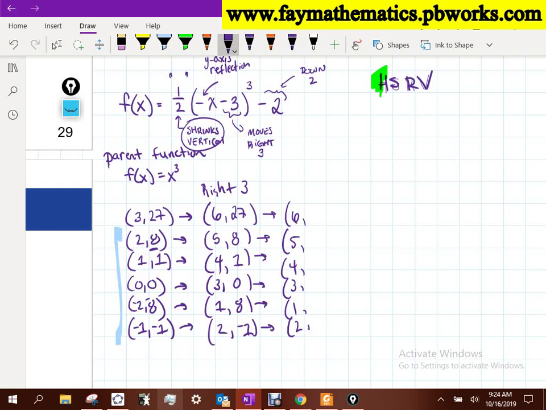Okay, so if we are going to shrink this vertically, every Y value gets multiplied by that factor. So 27 gets multiplied by 1/2. It becomes 27 halves. 8 gets multiplied by 1/2, so it becomes 4. 1 becomes 1/2. 0 stays 0. 8 becomes 4. And negative 1 becomes negative 1/2, right? Okay, so that was the shrink by 1/2.